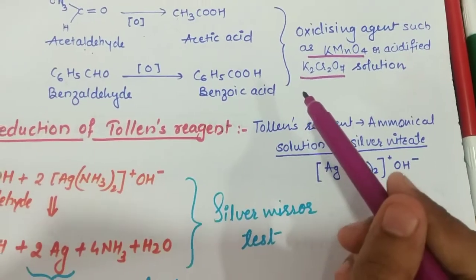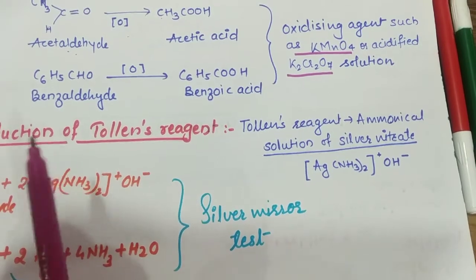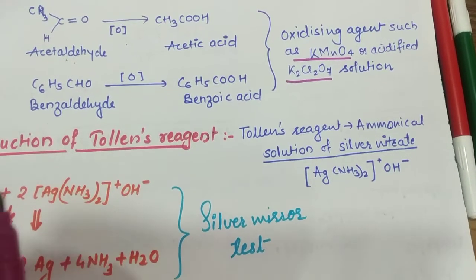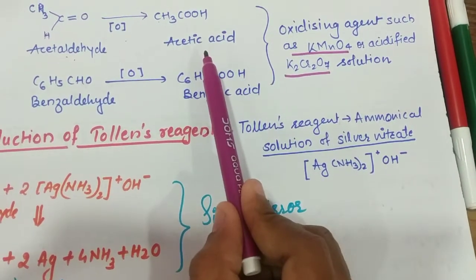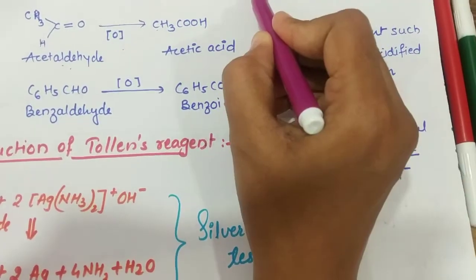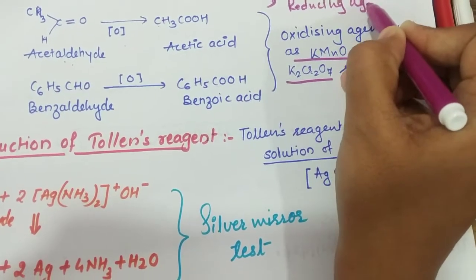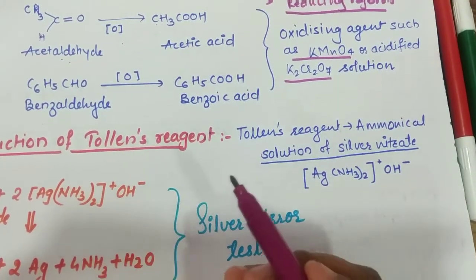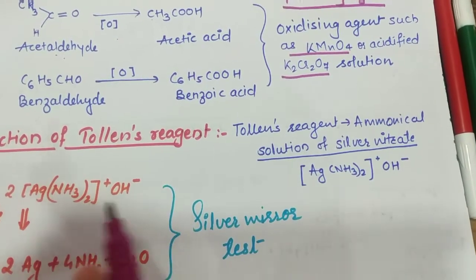Now students, let's see the reactions we are going to study today. These reactions we can perform in our laboratory as well. As we know, aldehydes can easily be oxidized to carboxylic acids, and hence they act as reducing agents. Aldehydes can reduce corresponding metal ions like Ag+ or Cu2+ ions under basic conditions.